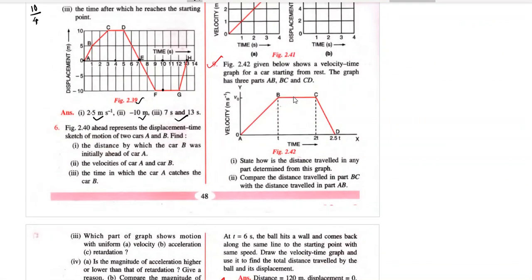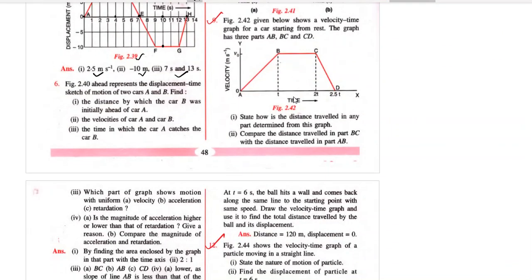The 9th question has 4 parts. The graph is already given to us. Figure 2.42 given below shows a velocity time graph for a car starting from rest. The graph has 3 parts, AB, BC and CD. So this is a velocity time graph. Remember this first, this is a velocity time graph. And it has 3 parts, AB, BC and CD.